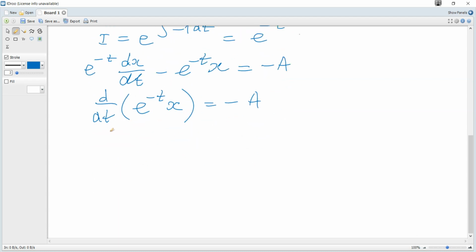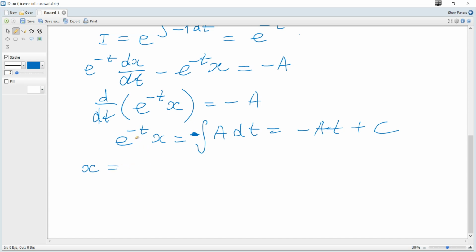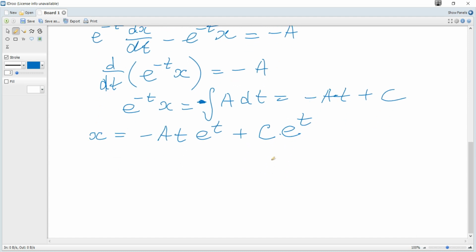As usual, the two terms on the left give d/dt of the integrating factor multiplied by x, and that equals −A. Then, integrating both sides, we get e^(−t) x is the integral of −A dt, which is −A t plus a constant. Hence, to get just x, we multiply each term by e^t and get −A t e^t plus a constant multiplied by e^t.